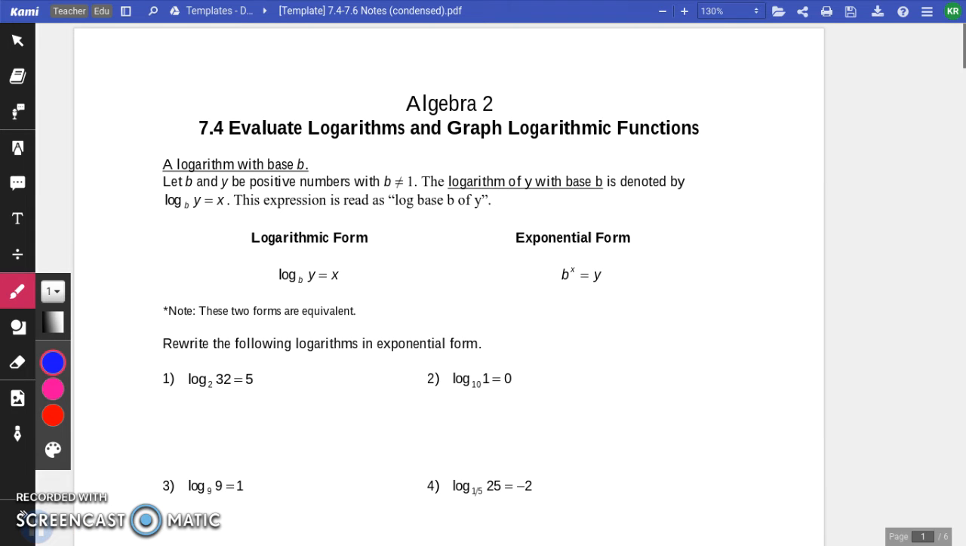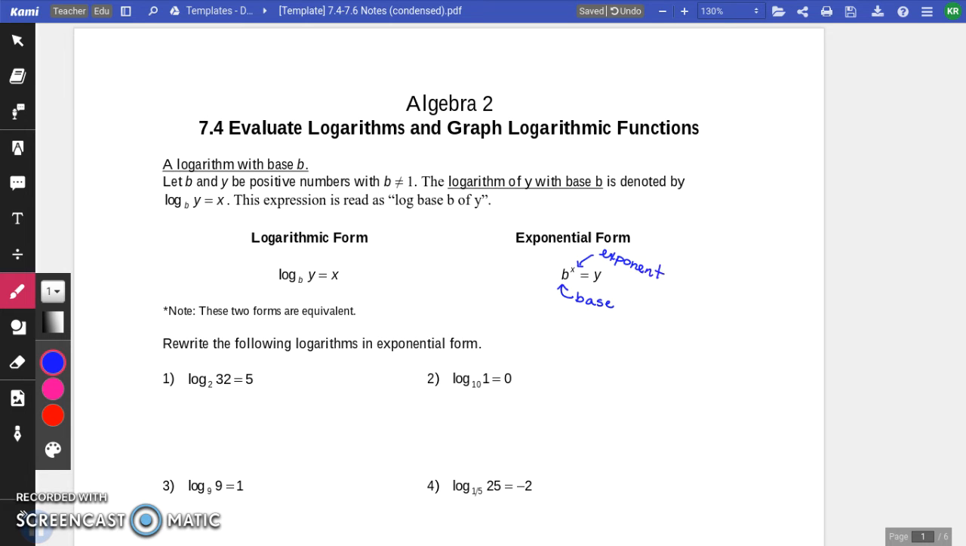All right, today we're going to start looking at logarithms. There is a relationship between a logarithmic equation and an exponential equation. Over here on the right you see y equals b to the x, a very basic exponential equation. Notice that the b here is the base of the exponential equation, and of course the x is your exponent.